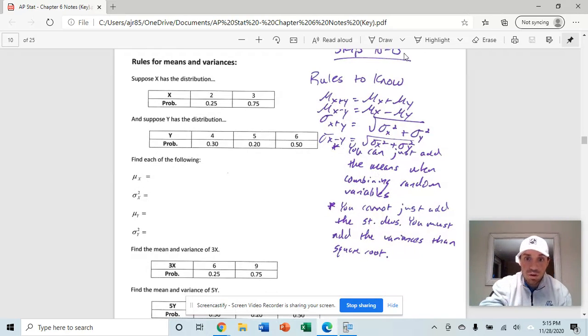So make sure that you write down these very important rules for when you're combining random variables. You can just add or subtract the means when combining the random variables, but you cannot just add the standard deviations. You must add the variances, which is standard deviation squared, and then take the square root as shown in the formula here. Make sure that you write this down.